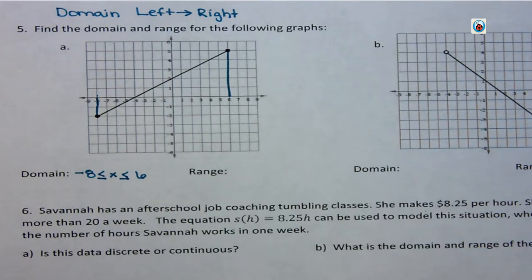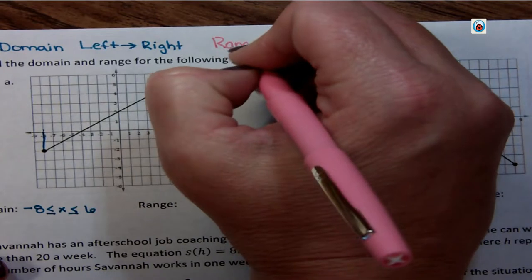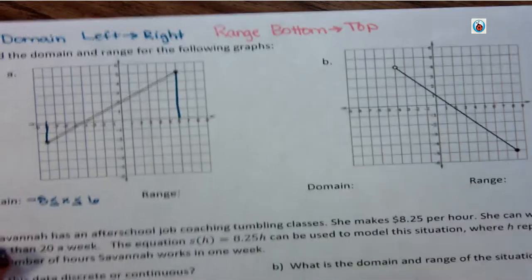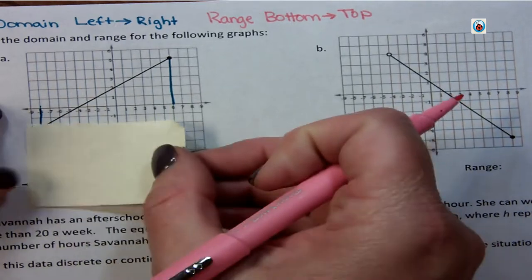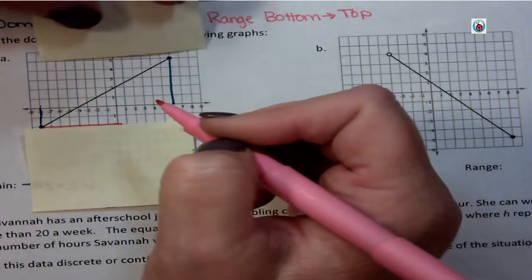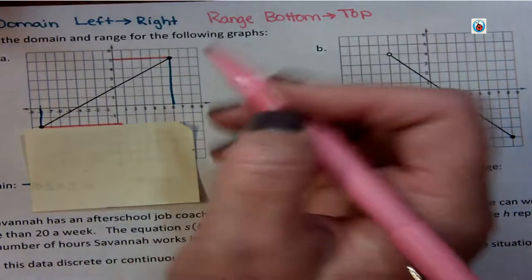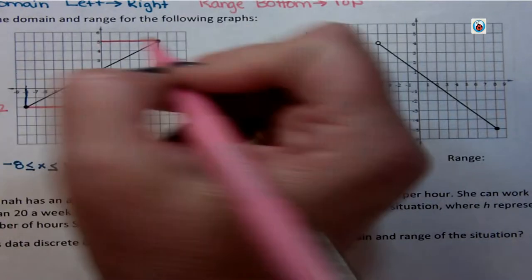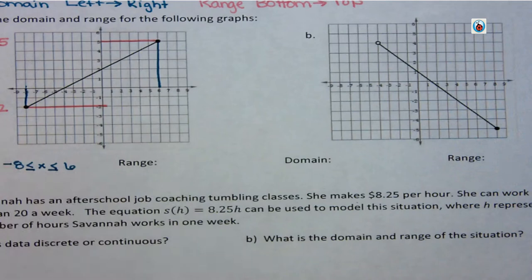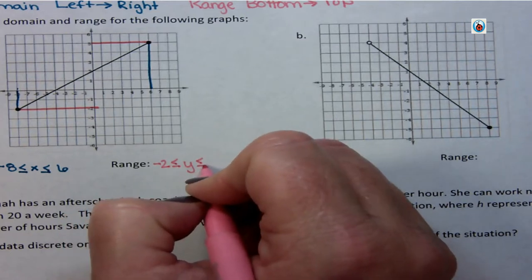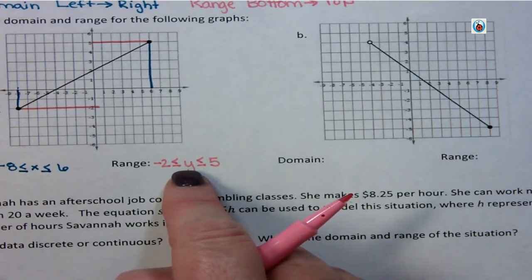Okay, range is bottom to top because it's your y values. So range is always bottom to top. So if I was going to start with my sticky notes, I go to the bottom and then see where it hits. And then I'm going to go to the top of the graph and draw my line. So the bottom was at -2 and the top was at 5. So your range is -2 less than or equal to y less than or equal to 5. And it's y because it's range.